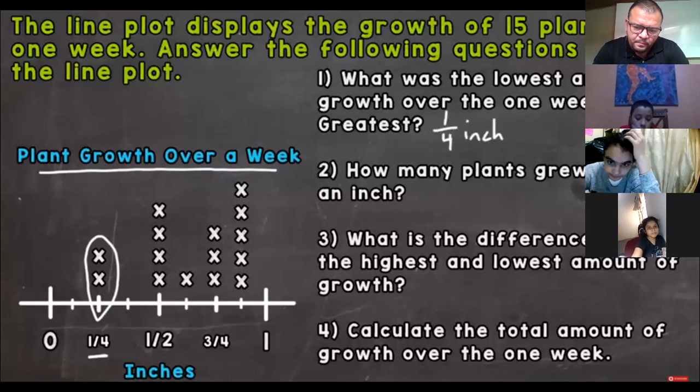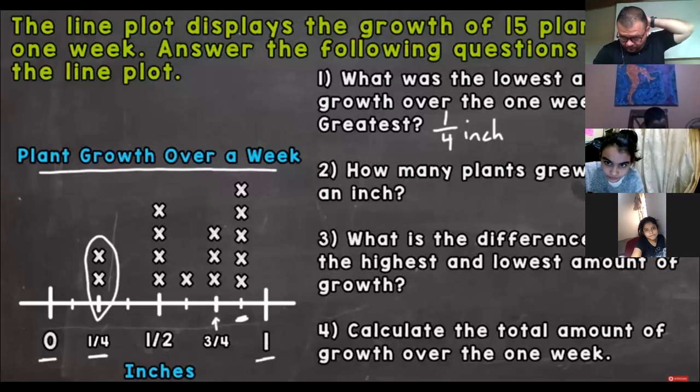How about the greatest? The greatest is going to be right here. Now that does not have a fraction attached to it, so we're going to have to figure it out. So it's not 3/4. This whole right here between 0 and 1 whole, this is split into eighths. So follow along with me here.